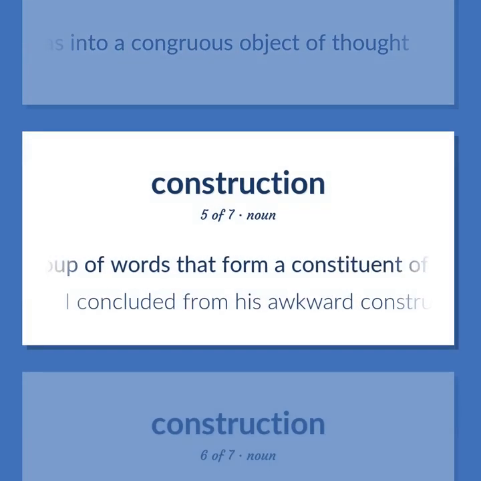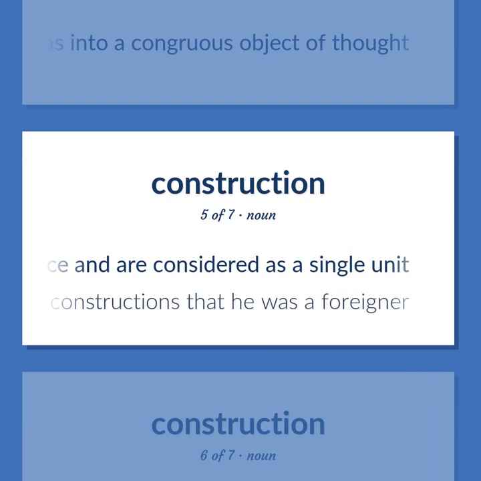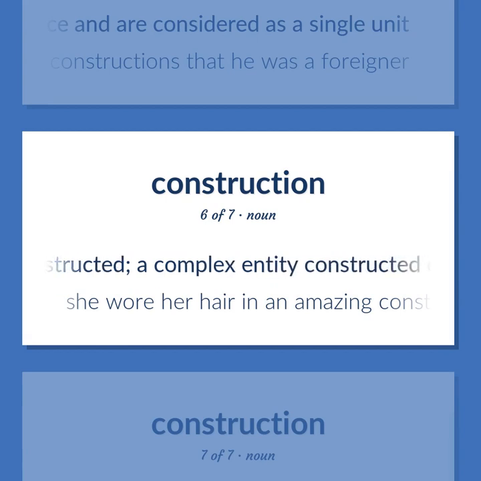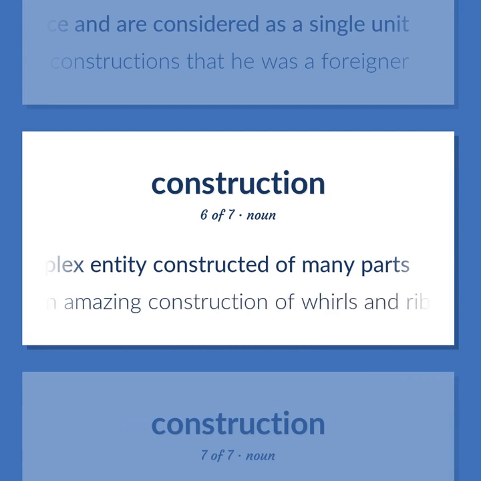A group of words that form a constituent of a sentence and are considered as a single unit. I concluded from his awkward constructions that he was a foreigner. A thing constructed, a complex entity constructed of many parts. She wore her hair in an amazing construction of whorls and ribbons.